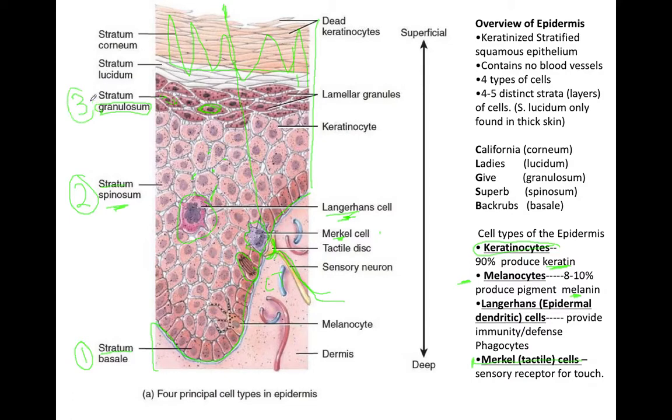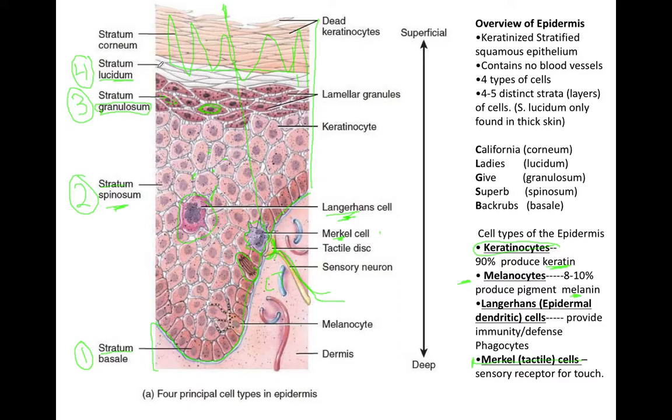The next layer is the stratum lucidum, but you will only have this layer, stratum lucidum, in thick skin. When we say thick skin, we are talking about the palms of your hands and the bottoms of your feet. So remember that on any exam: where do you find stratum lucidum? Only on the palms of your hands and the bottoms of your feet. Every other place on your body, you do not have stratum lucidum.